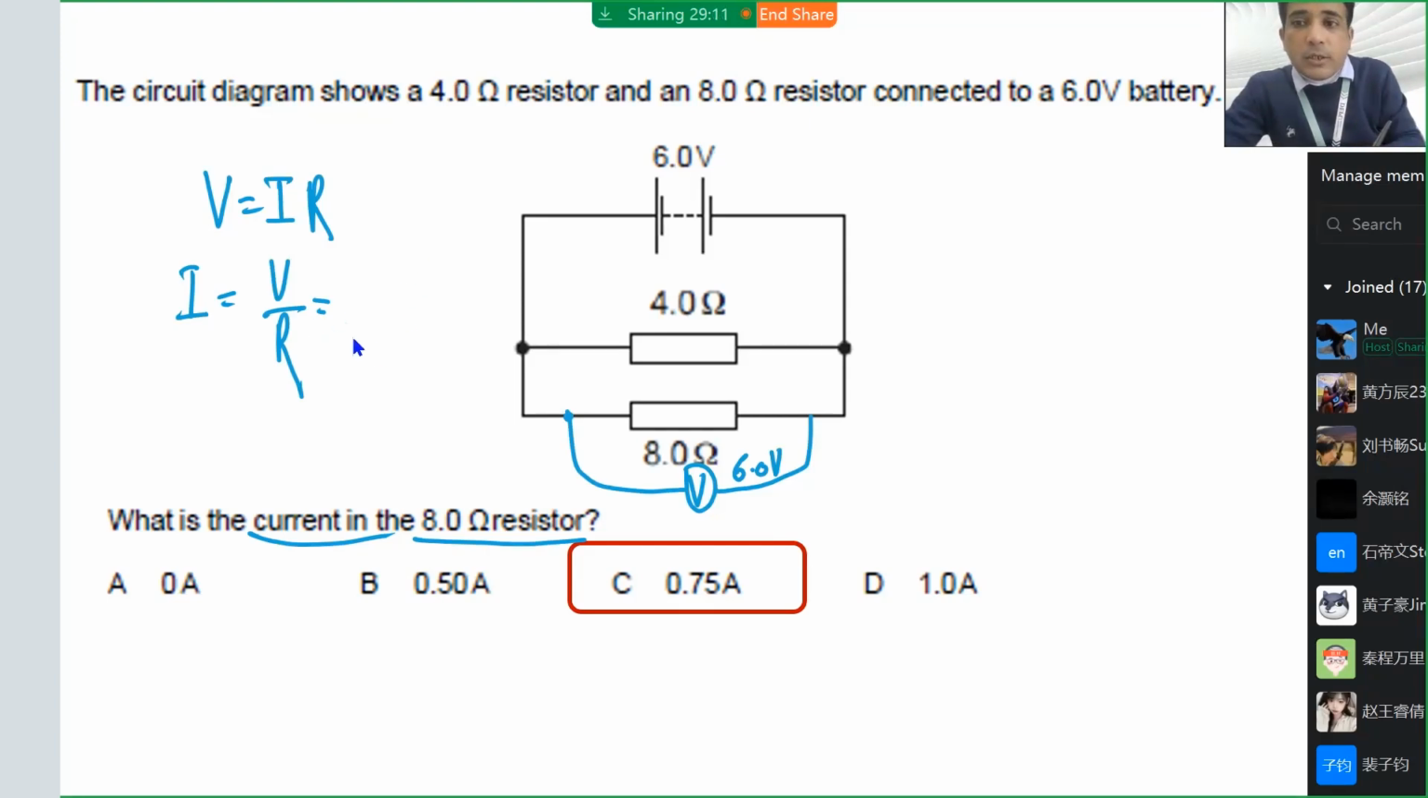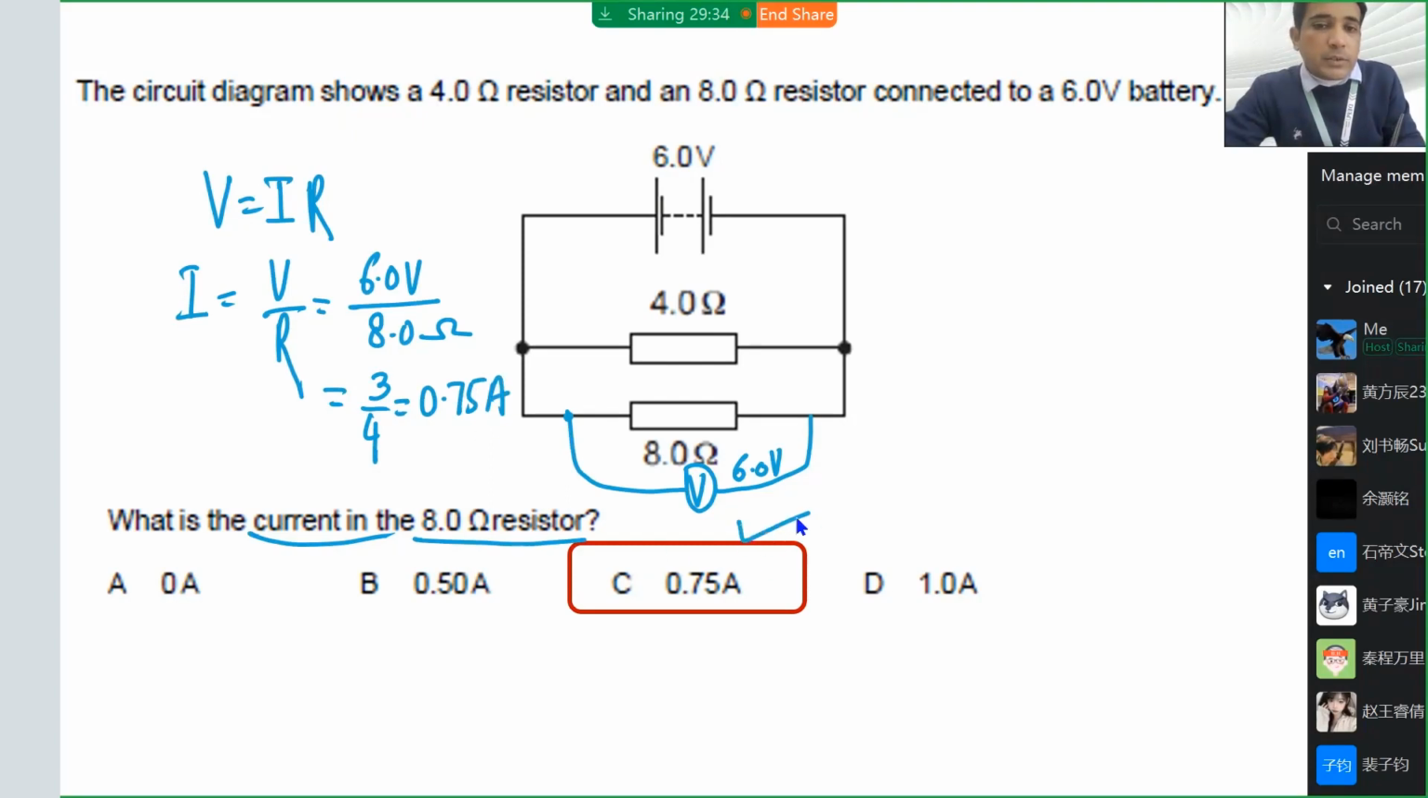So you will see a lot of questions about this. In this case, we have potential difference that is 6.0 volts, and resistance equal to 8.0 ohms. So we can figure out the value of current. That will be equal to 3 by 4, or simply in decimal form, 0.75 amps. So the answer for this question is C. I hope this one is clear to you. You just need to use Ohm's law. Let's move on to the next problem.